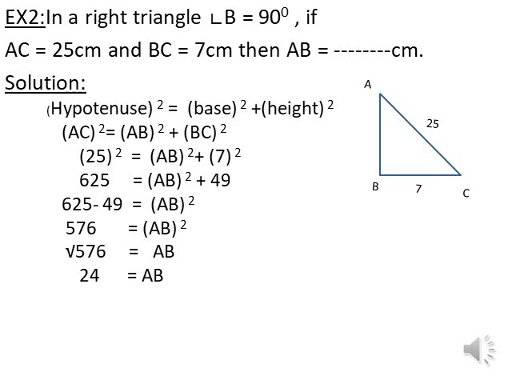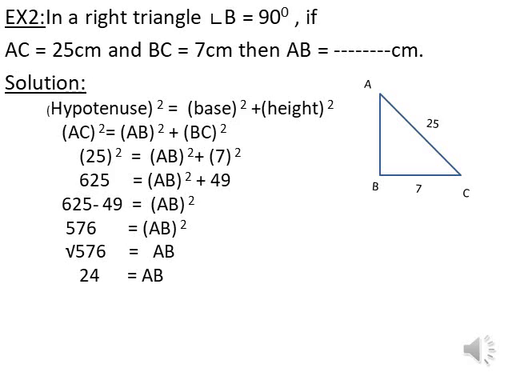So the same formula we will put, that is hypotenuse square equals base square plus side square. So what is the hypotenuse here? AC. AB we don't know, we will write AB as it is. And in place of BC square, we will substitute 7 square. So let us find the square of 25. It is 625. AB square will come as it is and 7 square is 49.